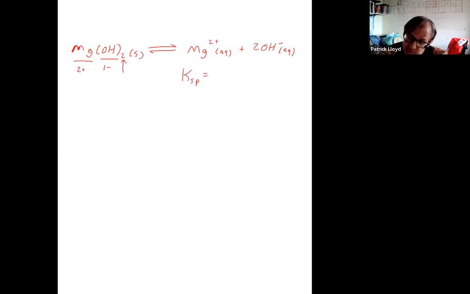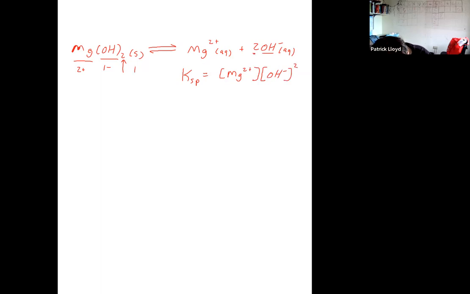Now for equilibrium, remember we do products over reactants, right? Products over reactants. So the first product is the magnesium ion, and make sure that you write the charge of it. So the concentration of magnesium ions times the concentration of the hydroxide ion, but again, it's an equilibrium expression, so you get that 2 there, that becomes an exponent.